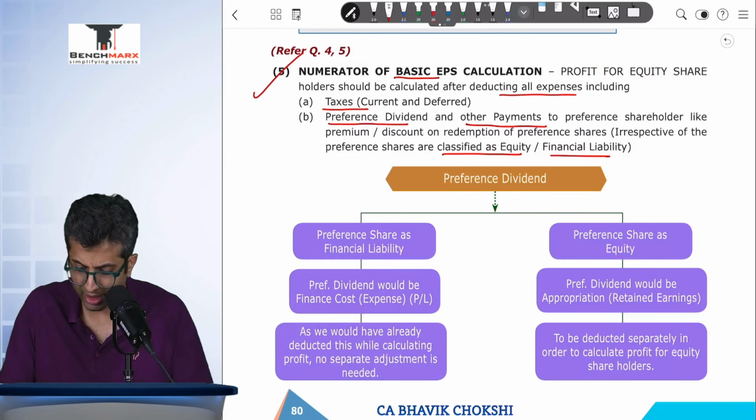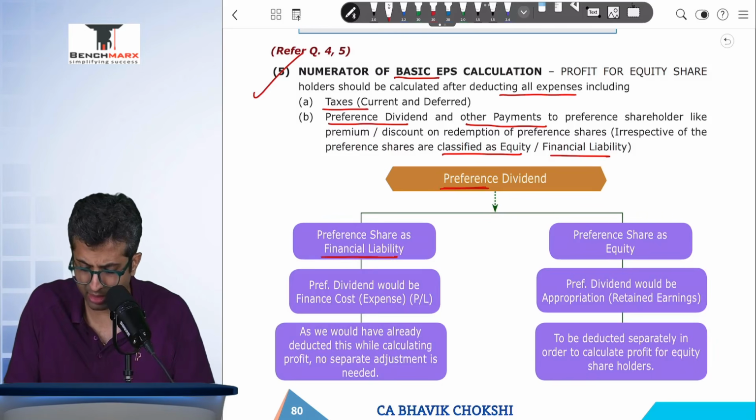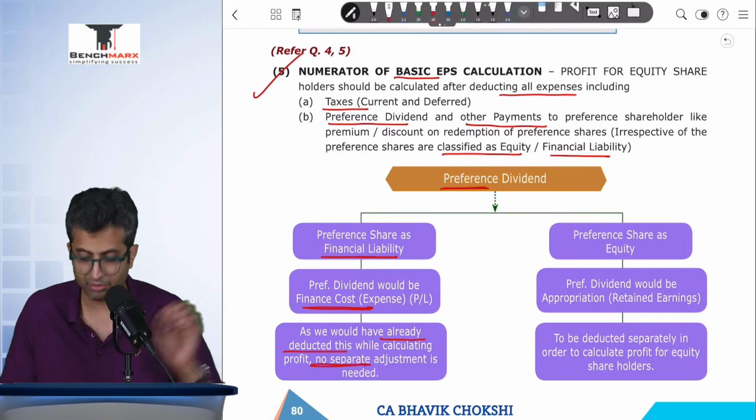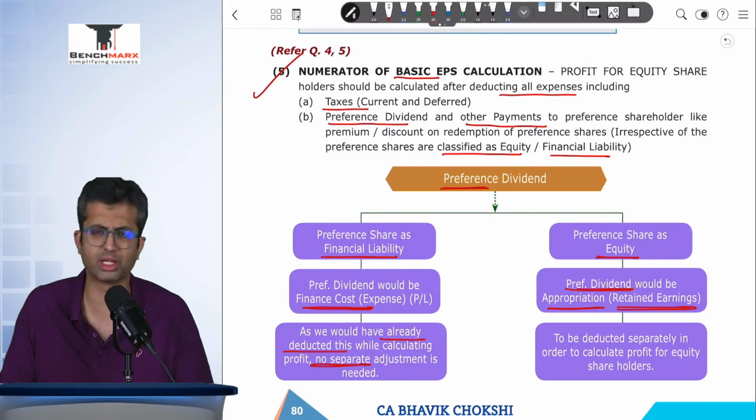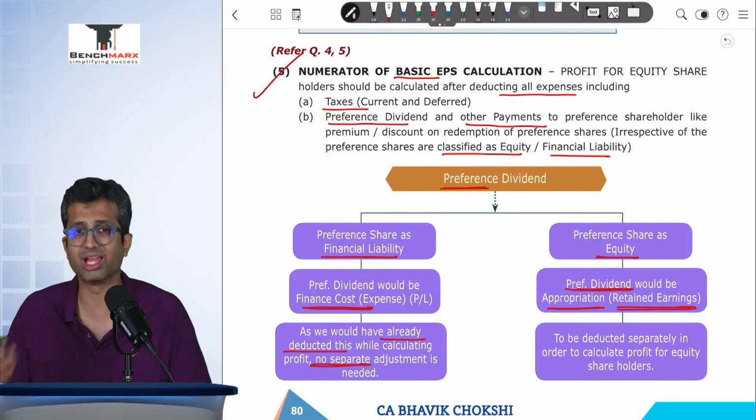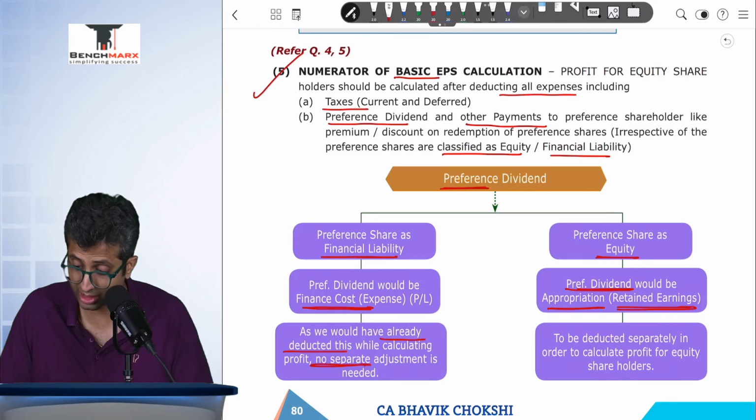Okay, so when I look at preference dividend, for preference shares which are in the nature of financial liability, preference dividend is already included in finance cost, and hence it would have already been deducted while calculating profit, and hence no separate adjustment is needed. However, if preference shares are classified as equity, then the preference dividend would be an appropriation and hence would be adjusted against retained earnings, and hence while calculating the profit, I need to deduct it separately in order to calculate the profit for equity shareholders.